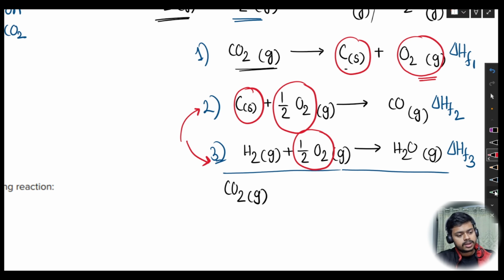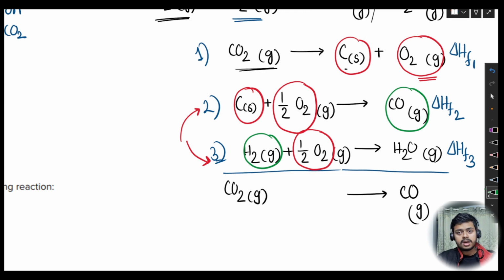Now if we look at the rest of the reactants and products, in the product part from the second reaction, there is carbon monoxide, which is not being exhausted in any other part. So we're going to write carbon monoxide in the product part. Also, in the reactant part, there is hydrogen gas, which is not being exhausted in any other reaction, so we write hydrogen gas in the reactant part. And in the product part, there is also water, which is not being used in any other reaction, so we're going to write water. So see, from the combination of these three heat of formation reactions, we have finally obtained our actual reaction.